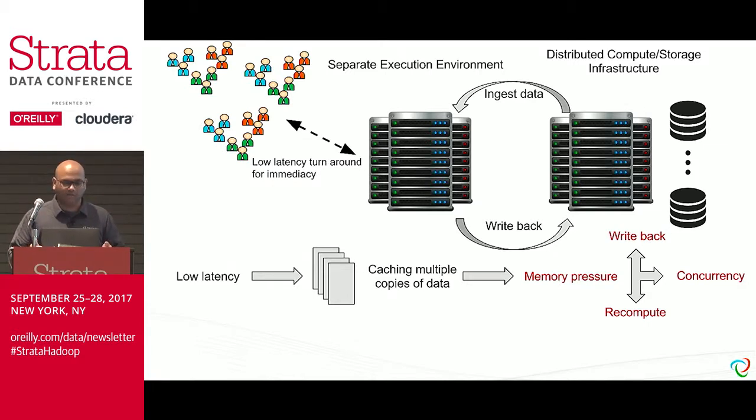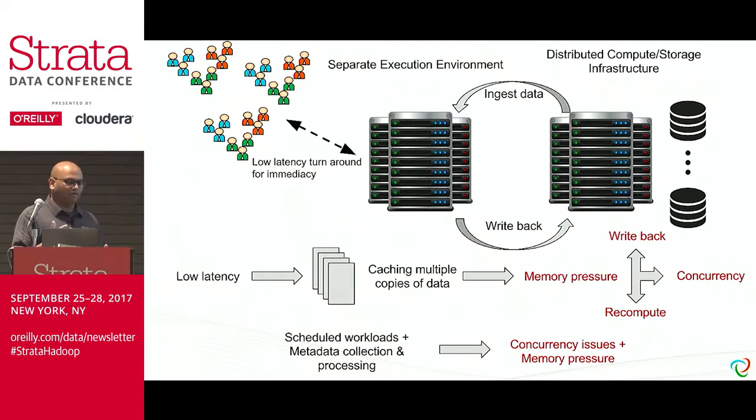Now there are multiple ways of solving this, right? So you can either limit the number of copies in the cache that you keep, in which case, if a user were to roll back 5 steps or were to redo something, you end up recomputing, which is a waste of compute resources. Or you end up writing back to your storage. And this introduces an inefficiency loop where you're ingesting data, you're writing it back, and you're starting to saturate the network bandwidth. And as you add more users and you have more scheduled workloads, and you're collecting metadata and processing it, all these are contending for these compute and memory resources, and it eventually leads to concurrency issues and memory pressure.